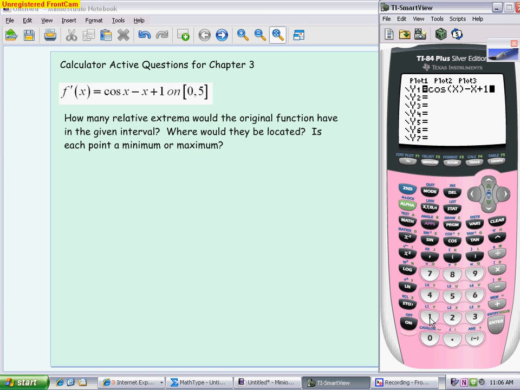And I'm not just going to hit graph because I only care about this function on a particular interval, so I'm going to make sure my calculator only looks at that interval. So if you go to your window button, adjust your window so that you're only looking from 0 to 5. In addition to that, I'm going to change my y's as well.